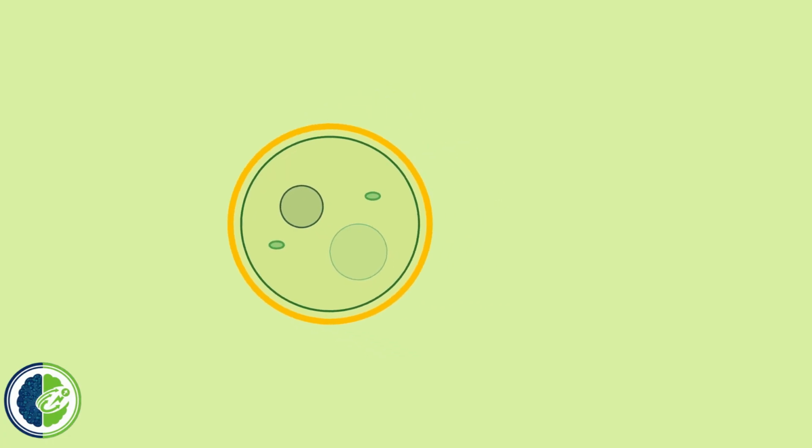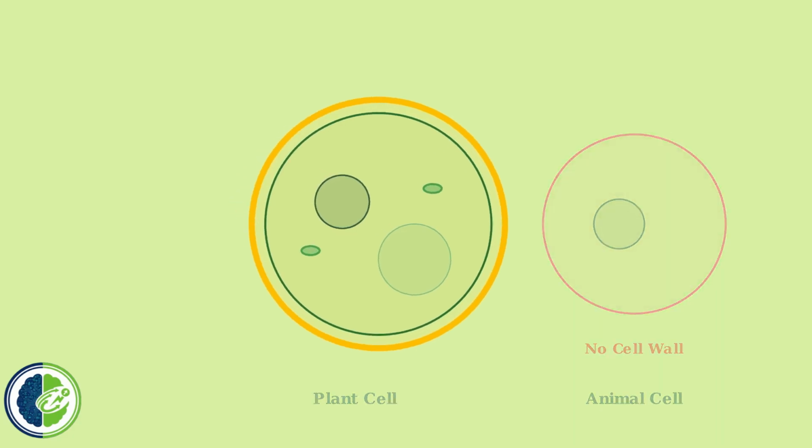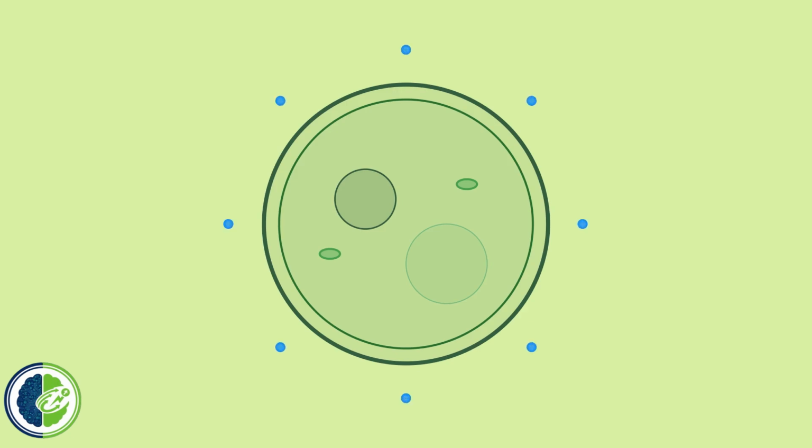An important distinction is that animal cells do not have a cell wall. They only have a flexible cell membrane, which allows for different shapes and movement capabilities. Unlike the cell membrane, the cell wall is fully permeable, meaning water and other small molecules can pass through it freely without any restriction.